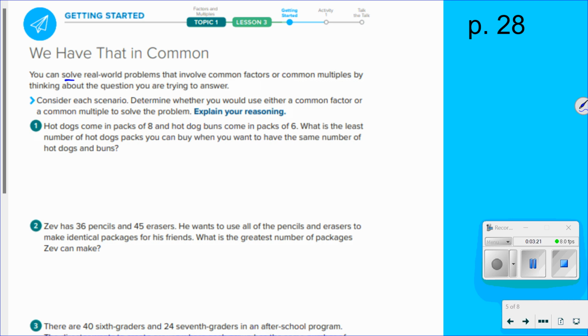Okay, you can solve real-world problems that involve common factors or common multiples by thinking about the question you are trying to answer. So we're actually going to formalize for you guys what you've already been seeing us do up here on the board. And it's called marking the text.